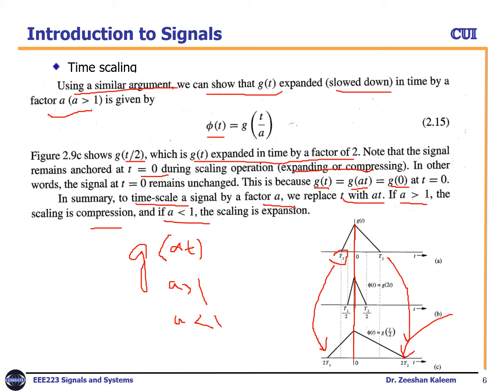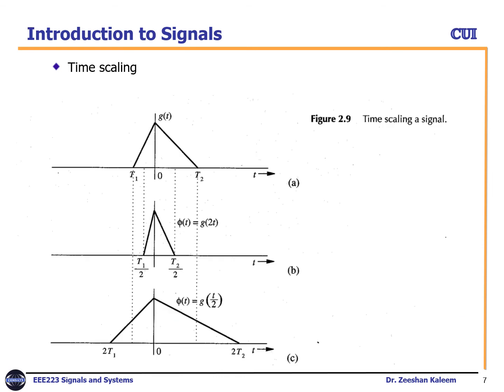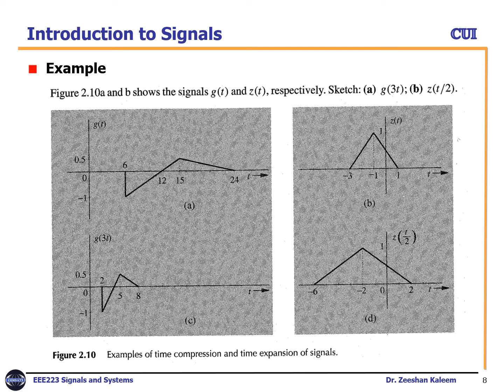So here you can see that by doing compression, in the case of a tape recording, the recording will move fast, right? But if you do the expansion, it will be played slowly. So this is a similar figure, but you can see clearly here it is time scaling, g(t) and g(t/2). Okay, let's discuss some examples.